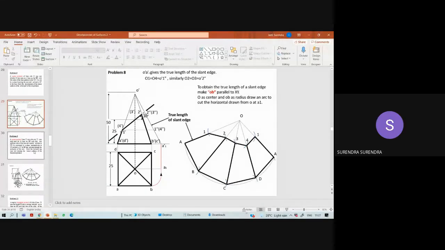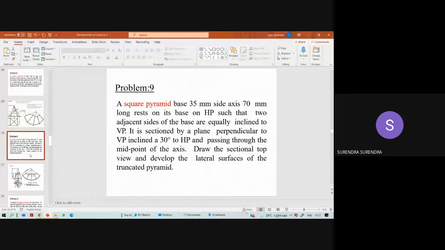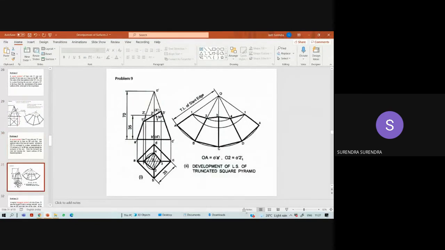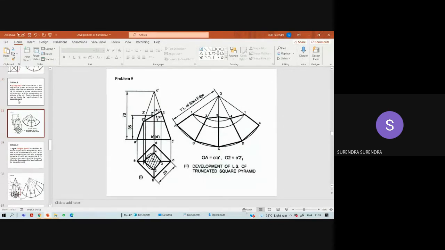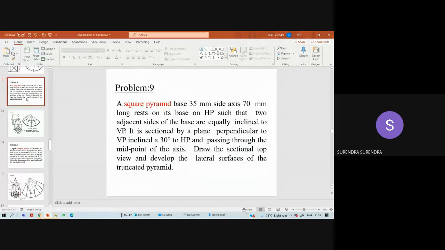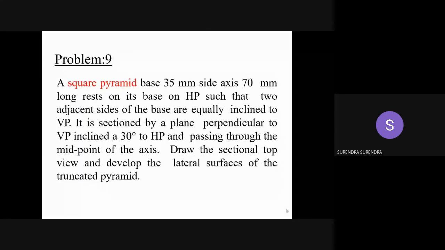Now, see this problem. A square pyramid, base 35 mm side and axis 70 mm long, rests on its base on HP such that two adjacent edges of the base are equally inclined to the VP. It is sectioned by a plane perpendicular to VP inclined at 30 degrees to HP, passing through the midpoint of the axis.